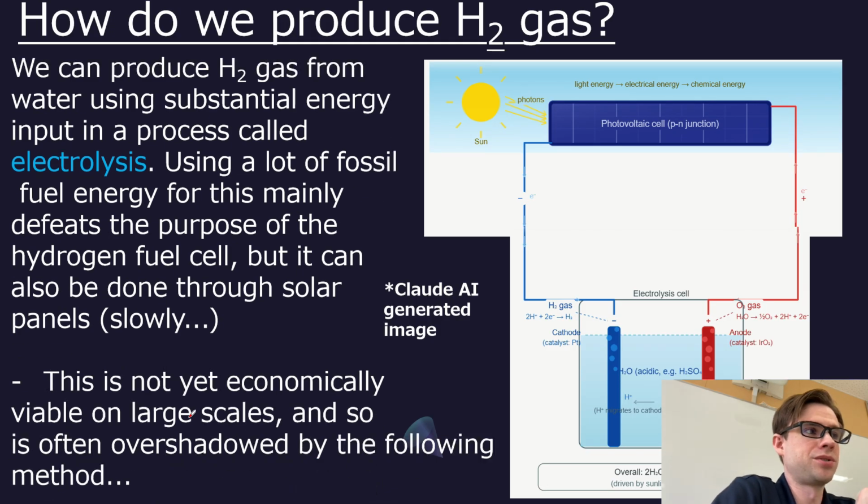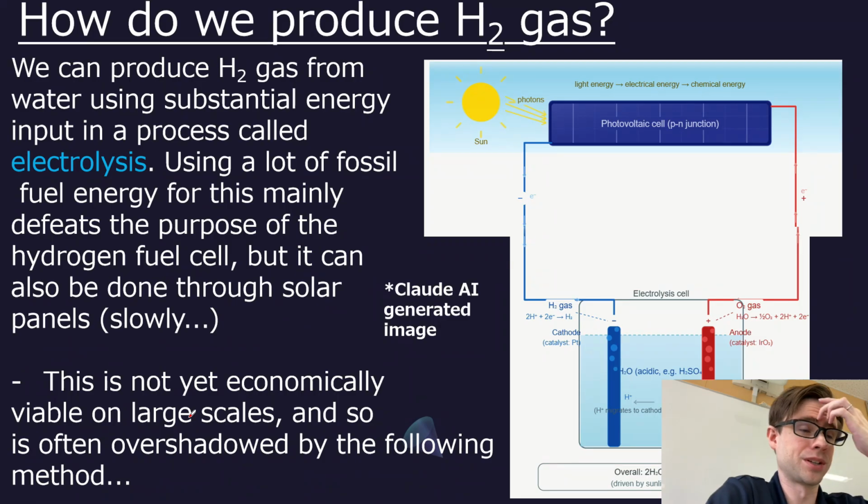So we can produce H2 gas from water using substantial energy input in a process called electrolysis. But we don't want to just hook up like a power plant or a huge battery to do electrolysis, right? Because we're trying to make an efficient, renewable fuel here. So using a lot of fossil fuel energy for this sort of defeats the purpose of the hydrogen fuel cell. But there are ways to do it.